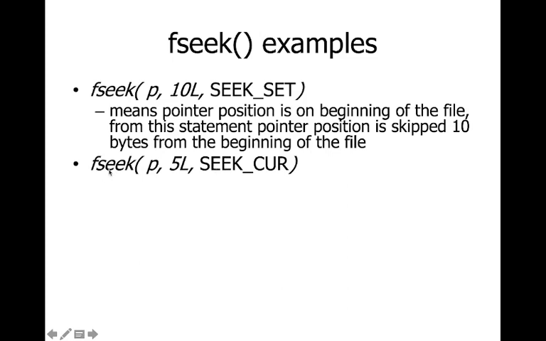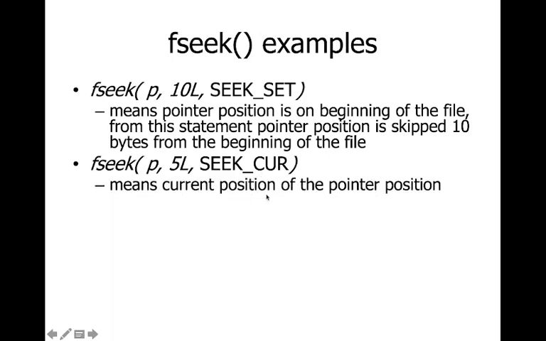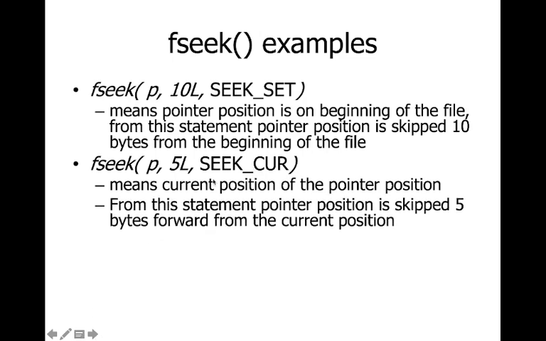Now if it is fseek(p, 5L, SEEK_CUR), then the current position of the pointer should be taken. The pointer position is the current position of the file, and from this statement the pointer position is skipped 5 bytes forward. So the current position may be in the middle, maybe at the 5th byte. From that 5th byte you have to advance again 5. So 5 plus 5, after 10 bytes, whatever is there, it will take that position.